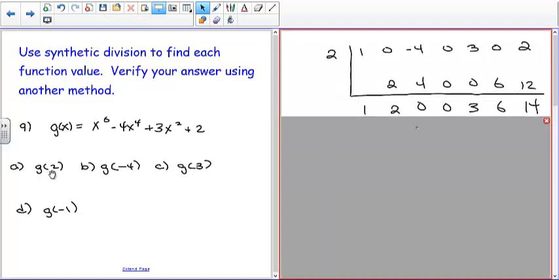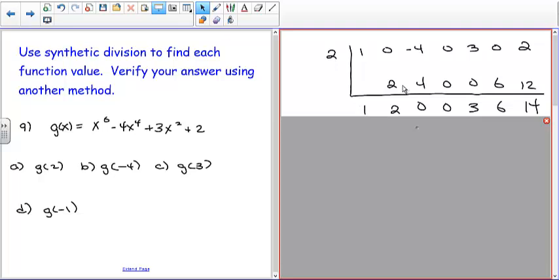So the first one, g of 2, we're going to use synthetic division. The coefficients of the original expression are 1 times x to the 6th, so that's 1. There are no x to the 5th, so we put 0. There's negative 4x to the 4th, so there are 0 x cubes. There are 3 x squareds. There are 0 x's, and there are 2 at the end. So we bring 1 down.